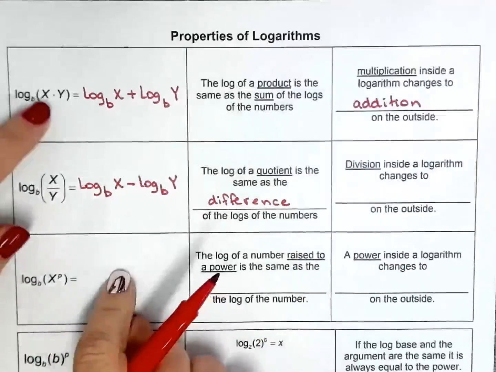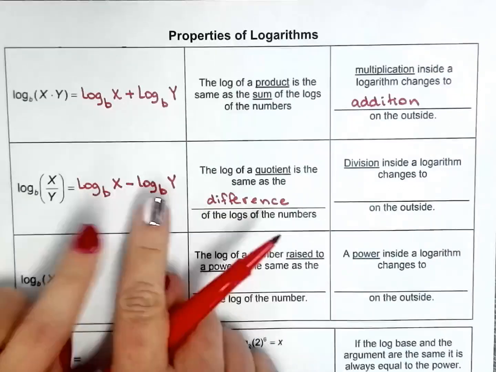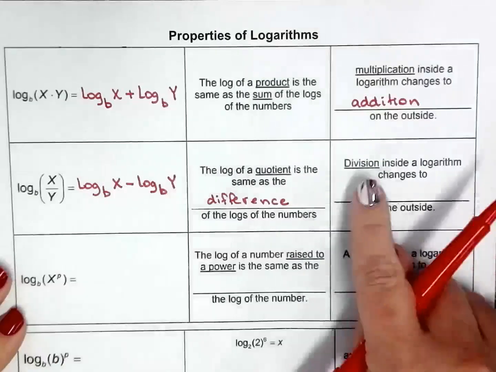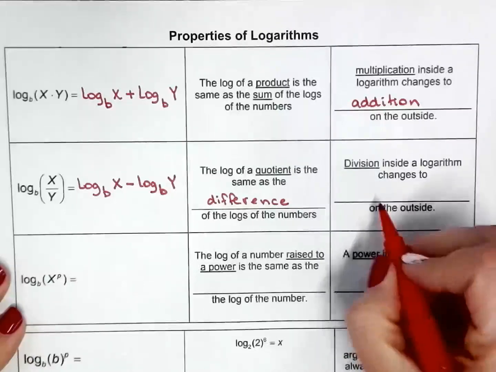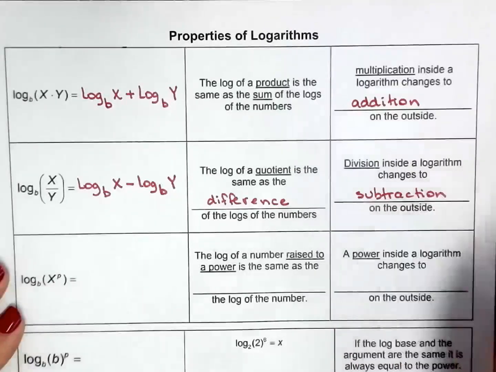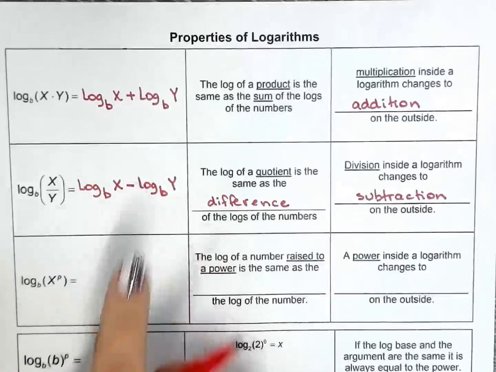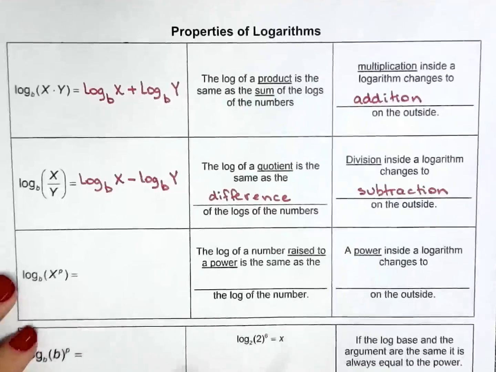And again, just like the product, you can go from here to here and then from here to here. So the division inside a logarithm changes to subtraction on the outside. This is what it looks like in words. This is what it looks like in math language.